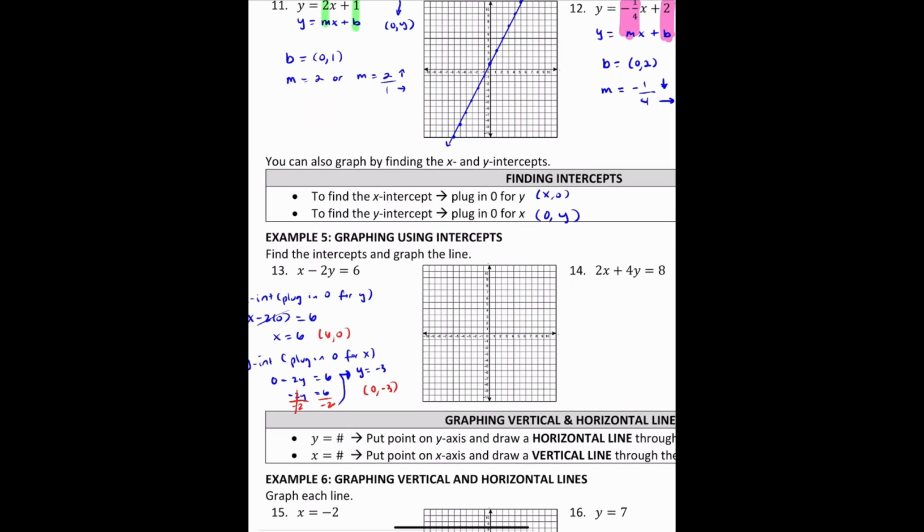So let's graph the two intercepts. So 6 comma 0 should be located right here, and 0 comma negative 3 is right there. Now with these 2 points, I can go ahead and create my line like this. All right.